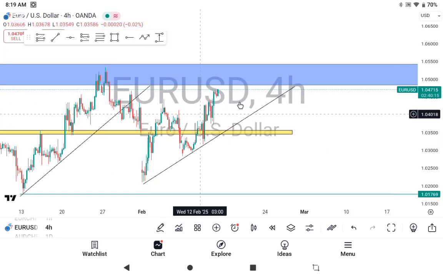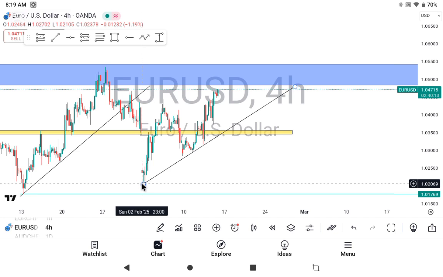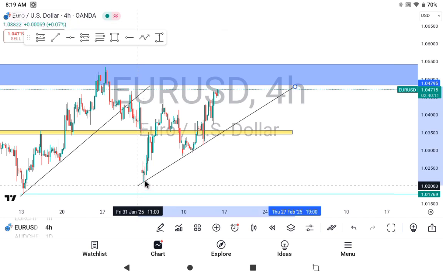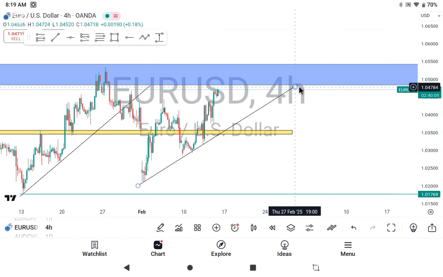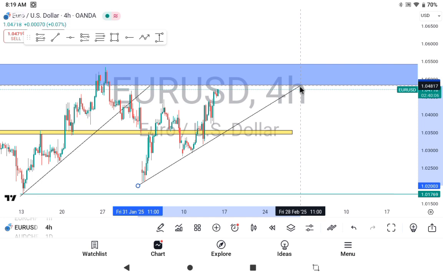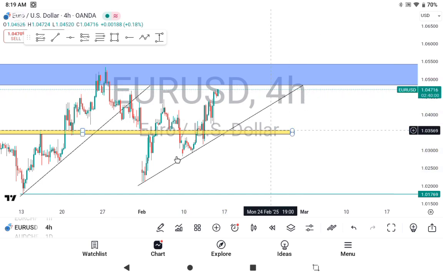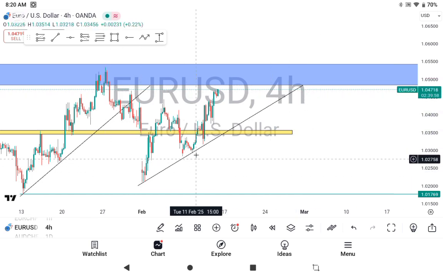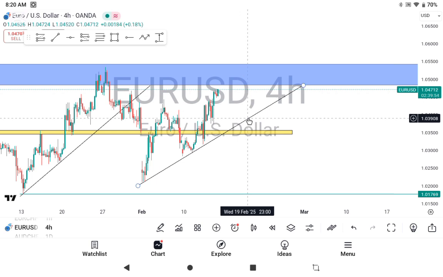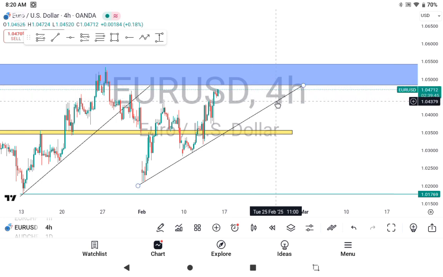Let me adjust the trend line properly so that it can touch the wick. Good, it's better like this. So we have the first touch, we have the second touch, and the third touch is coming. If the third touch does not break this trend line, it is going to push up again. The fourth touch should break and close below it.